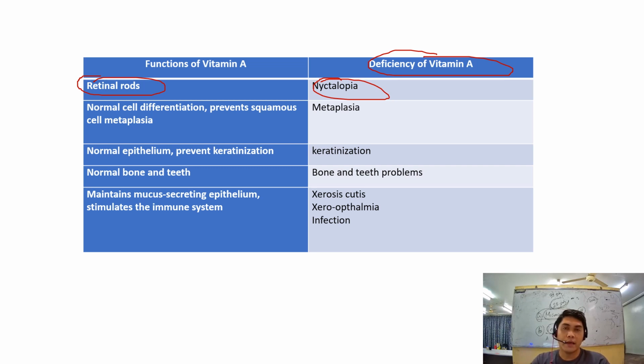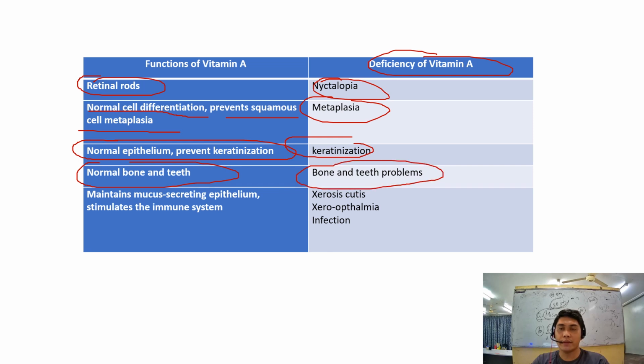Another, vitamin A is important for normal cell differentiation. It prevents squamous cell metaplasia, so if you have a deficiency of vitamin A, you'll have metaplasia. It's also important for normal epithelium and prevents keratinization, so there will be keratinization if you have a deficiency of vitamin A. Next is healthy bone and teeth. If you have a deficiency of vitamin A, you have bone and teeth problems.